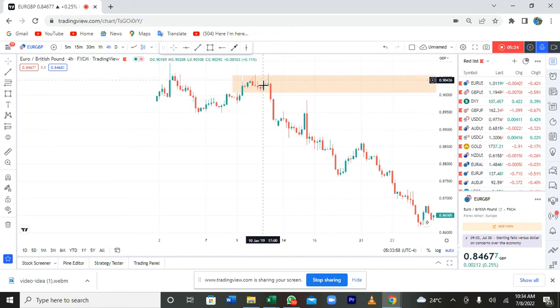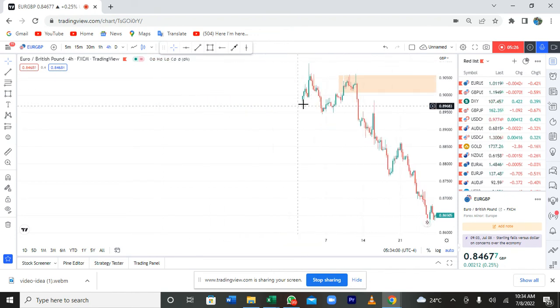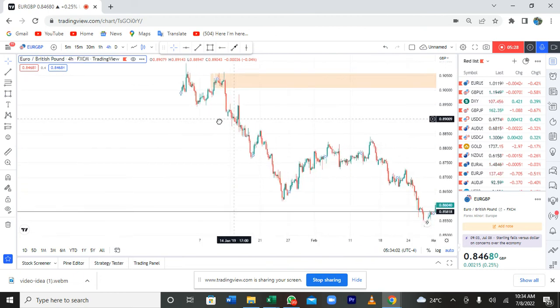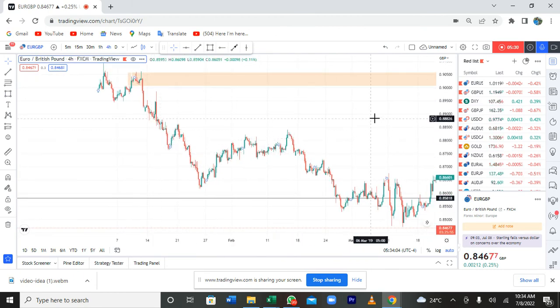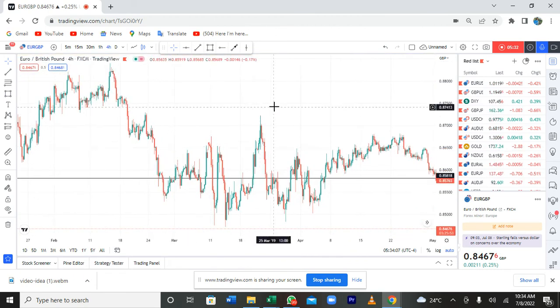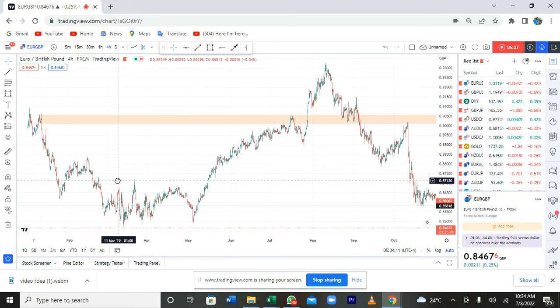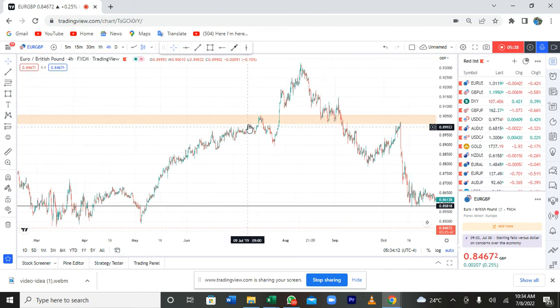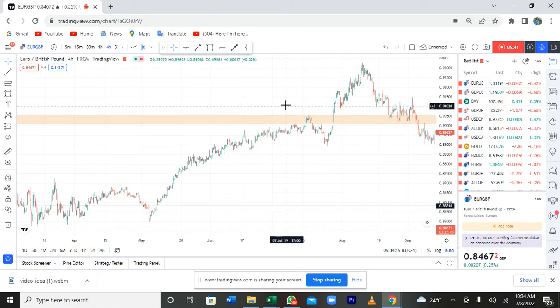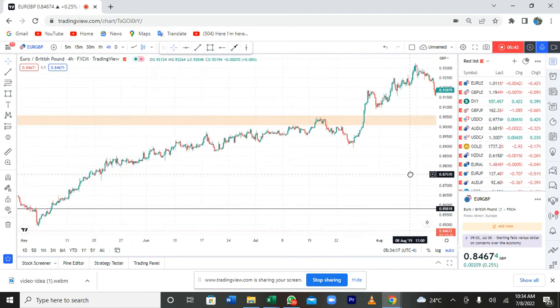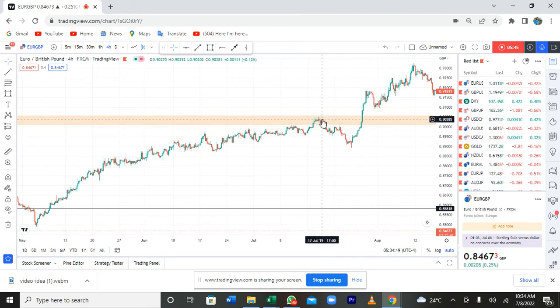So right now we've plotted the supply zone. Let's trace forward to see the performance of that zone, how the zone acted when price got there. As you can see over here, price got to that zone at this point and price sold from that level. Please don't get me wrong, this is a 4 hour chart.